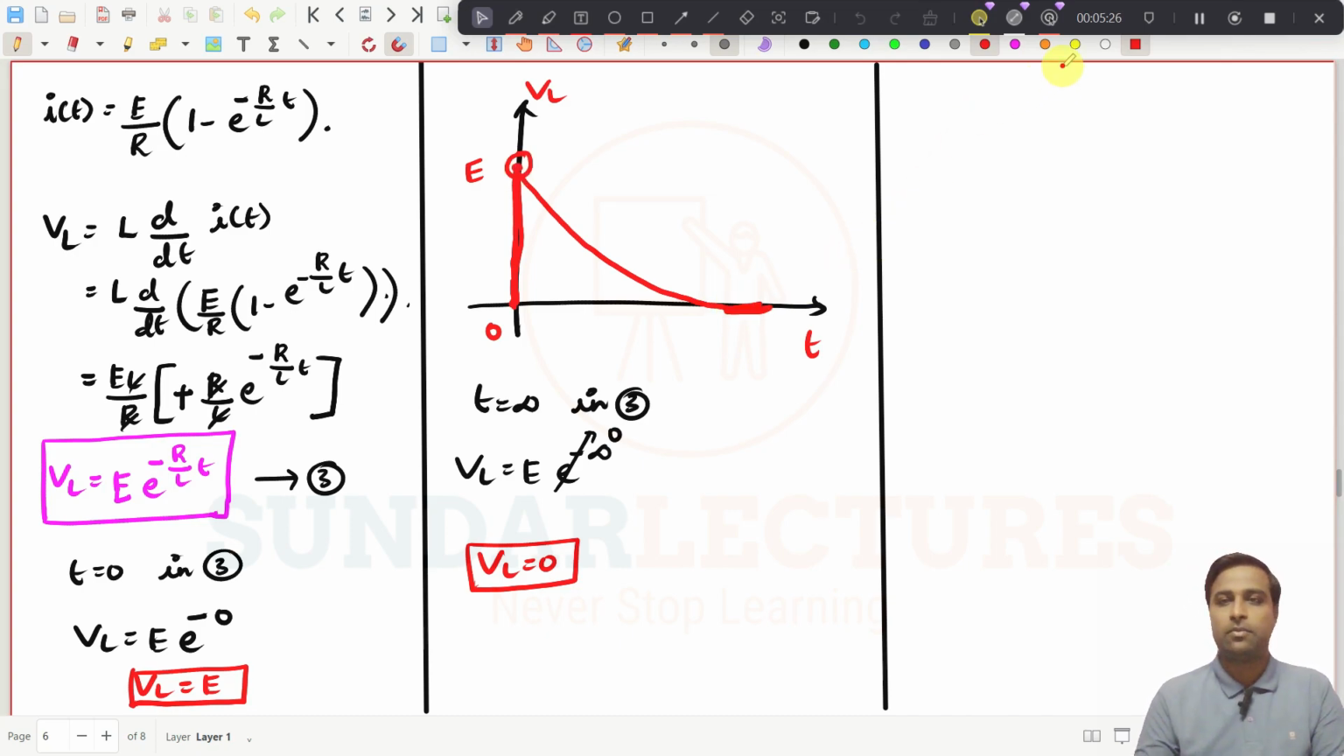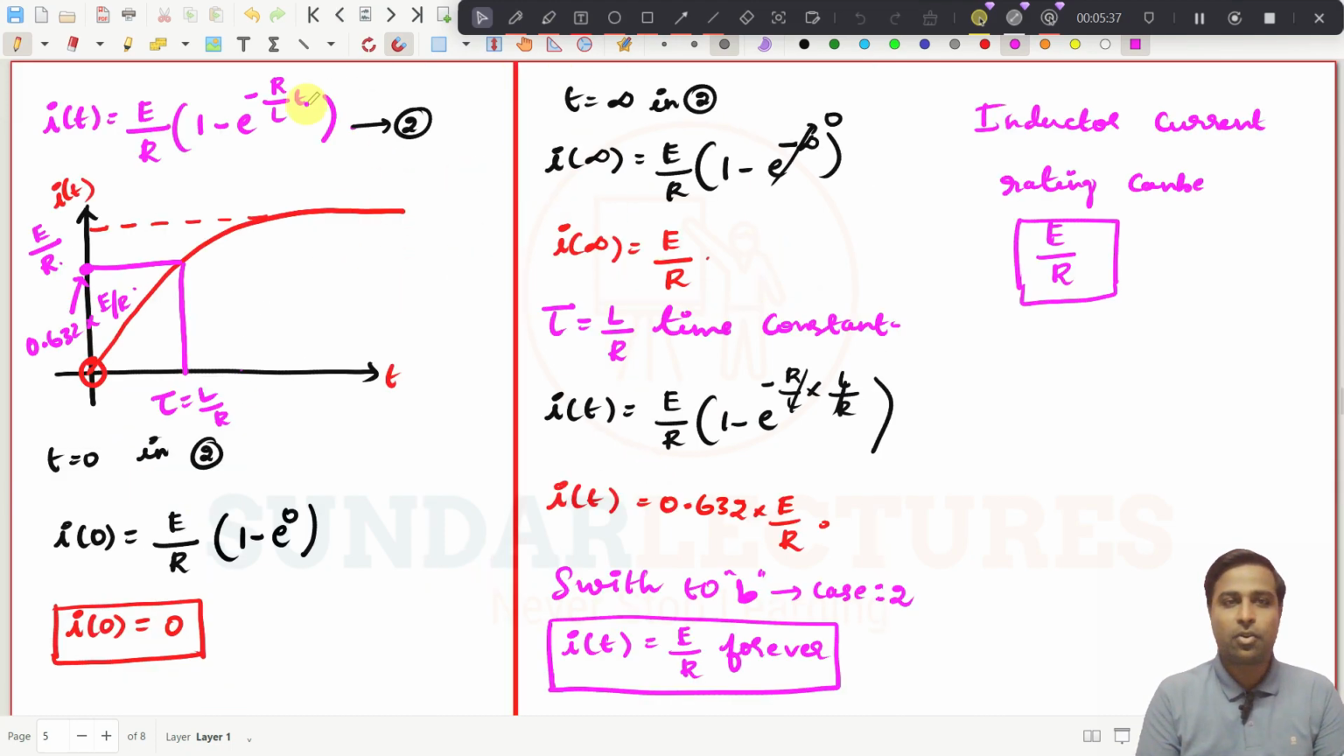It will become 0. So I will write it down. It is t is equal to 0. It is t is equal to infinity. That's all. So now this is the voltage graph, and we know this is the current graph.